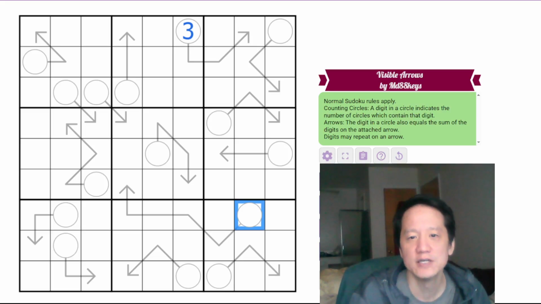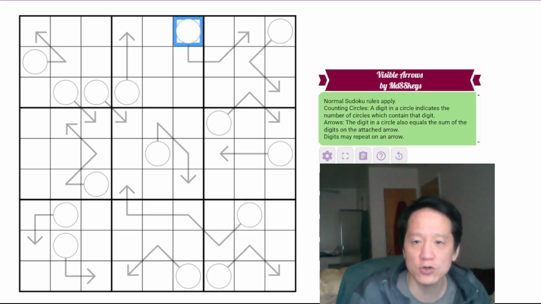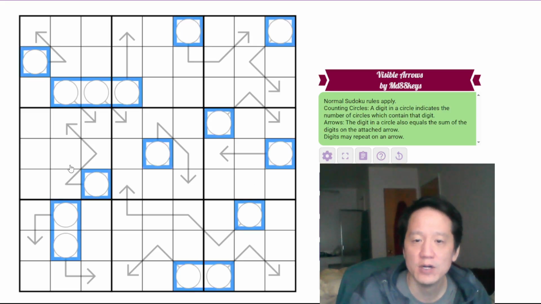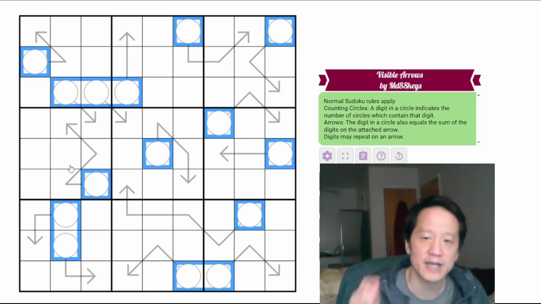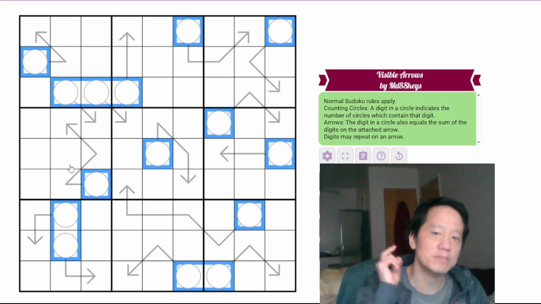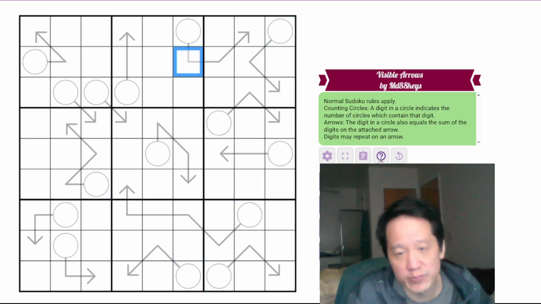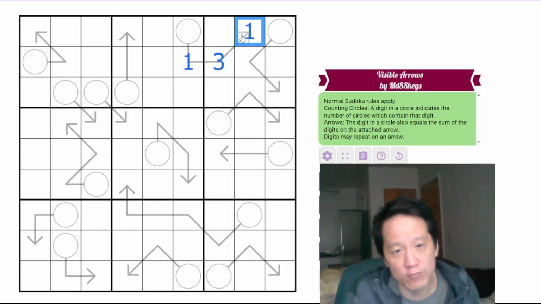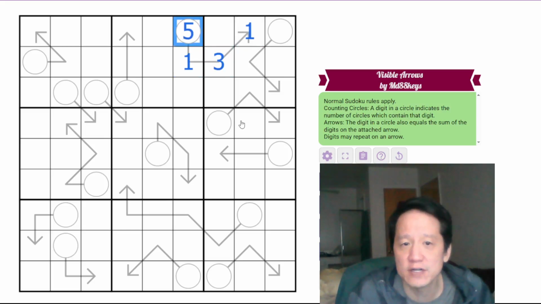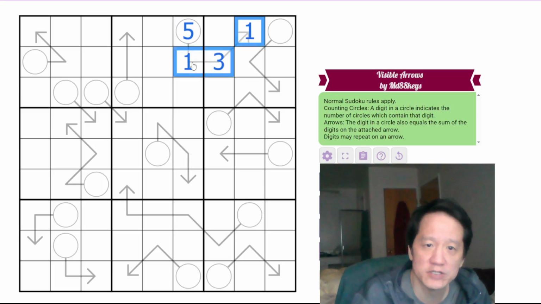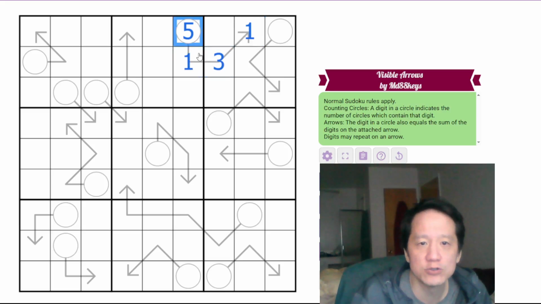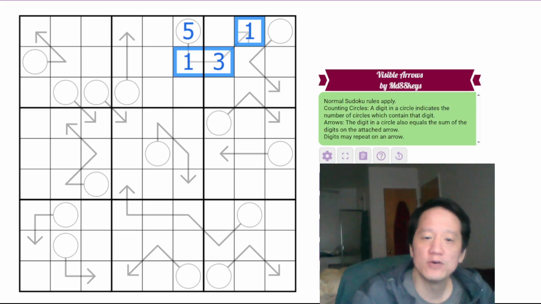And that has some implications related to it, but we won't get into that because that's the solving part of things. We also have arrows, where a digit in a circle also equals the sum of the digits on the attached arrow, and digits may repeat on an arrow. So, for example, you could have something like 1, 3, and 1 here, and this would add up to 5. And that works because the 5 is equal to the sum of the digits on the arrow, which is 1, 3, and 1. Anyways, those are all the rules.